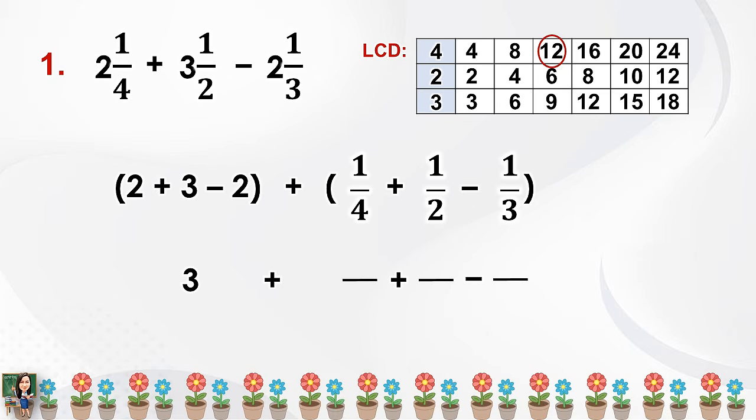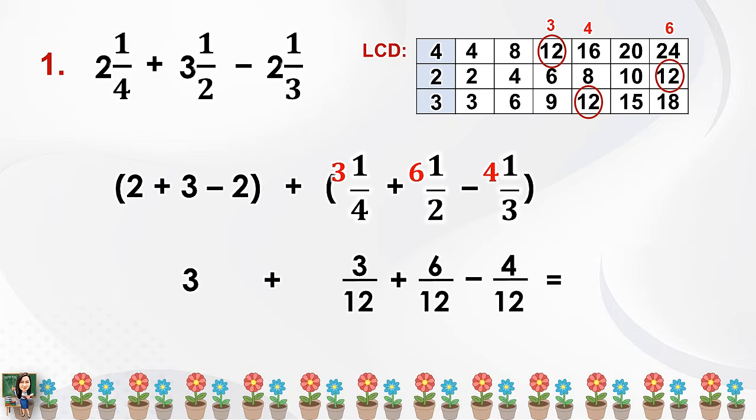For denominator 4, 12 is the third multiple. Denominator 2, 12 is the sixth multiple. And denominator 3, 12 is the fourth multiple. Now let's multiply. 3 times 1, then 6 times 1, then 4 times 1. First, copy the common denominator 12. 3 times 1 equals 3. 6 times 1 equals 6. 4 times 1 equals 4.